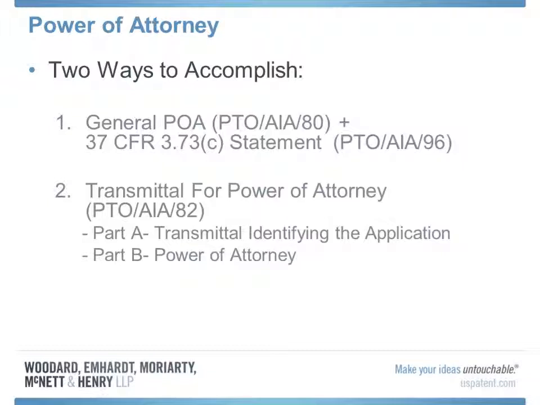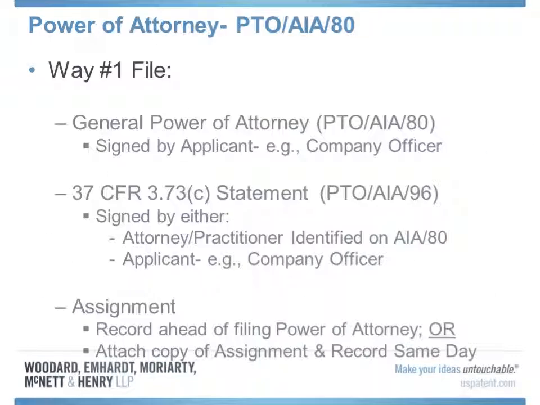The one way is the old way, the general old way. There's some slight modifications. You file your general power of attorney form, and you file a 373C statement, which is an AIA 96 form. All right, and we'll go over that again. The other way is, I don't know why they did this, but they did it. You can submit this transmittal for power of attorney. They're trying to make it, I guess, similar to PCT practices for power of attorney now. We'll go into that more in depth in a second, and I have samples here.